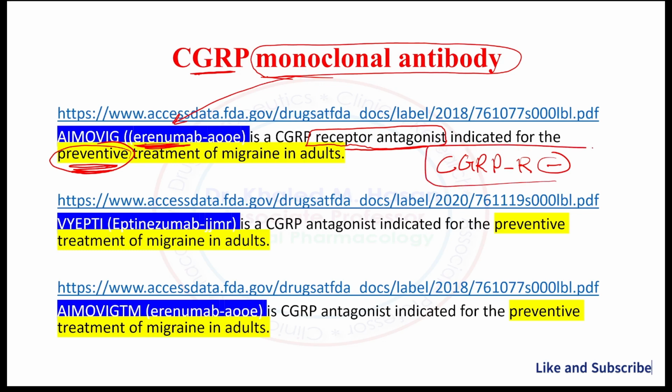So erenumab belongs to the monoclonal antibodies and blocks the CGRP receptor. Okay, moving to the next medication here, we have Vyepti, eptinezumab, a CGRP antagonist indicated for prevention of migraine, again for prevention. We are going to discuss the difference between the groups of CGRP antagonists, because we have three types.